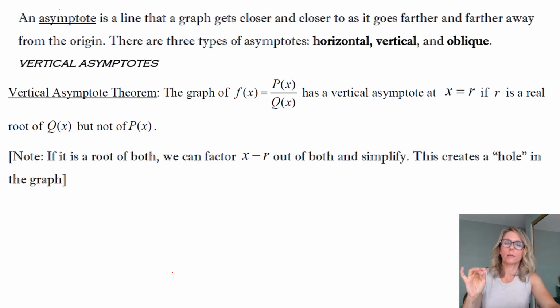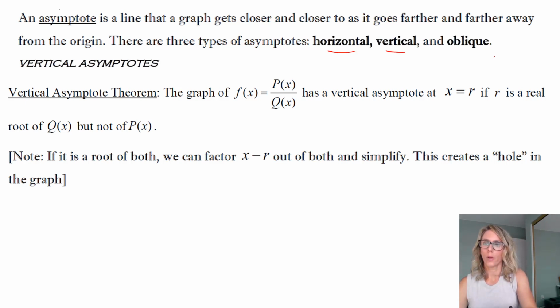So an asymptote is a line that a graph gets closer and closer to as it goes farther and farther away from the origin. Okay, so like this. There are 3 types of asymptotes: horizontal, vertical, and oblique. I'm going to focus right now on horizontal and vertical, and I'll start with vertical. A vertical asymptote is a straight line up and down, like this. It's an invisible line that your graph will never touch. And you'll see why with these rational functions.